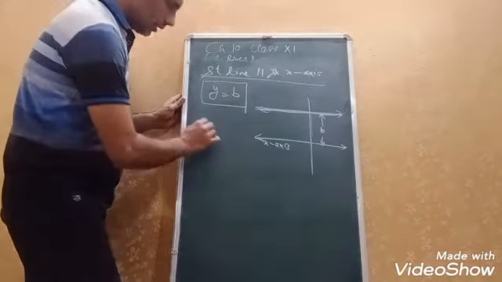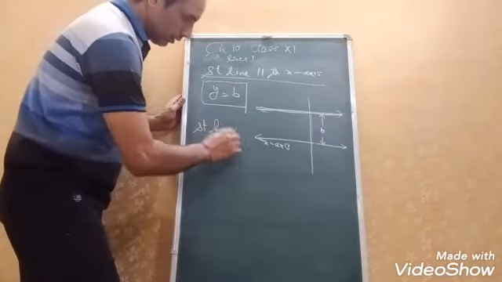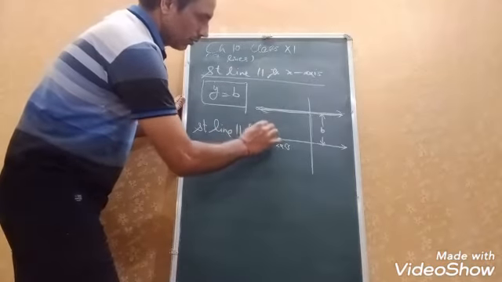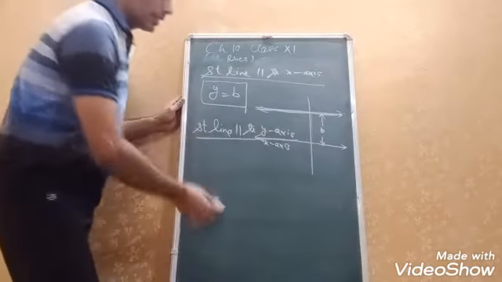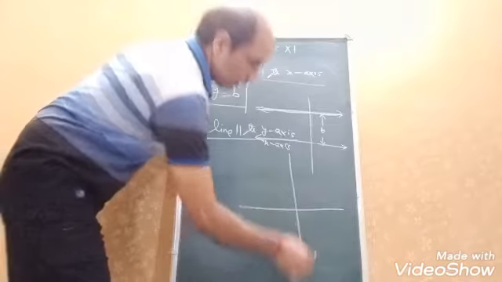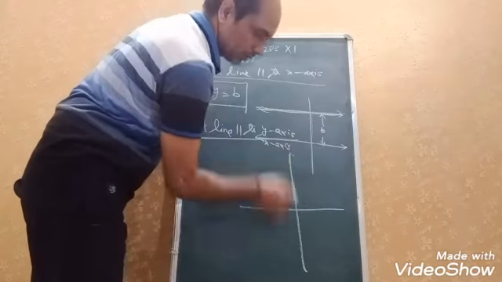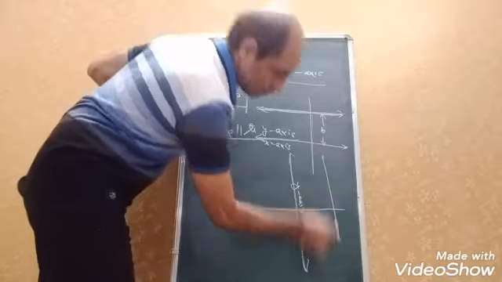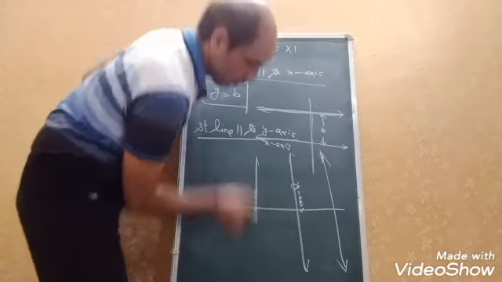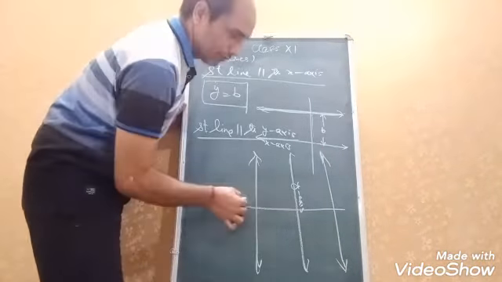Second form, the straight line parallel to y-axis. Same is the case, but orientation of the line will be reversed. This is y-axis. Now the line is parallel to y-axis like this or like this, to the left or to the right.